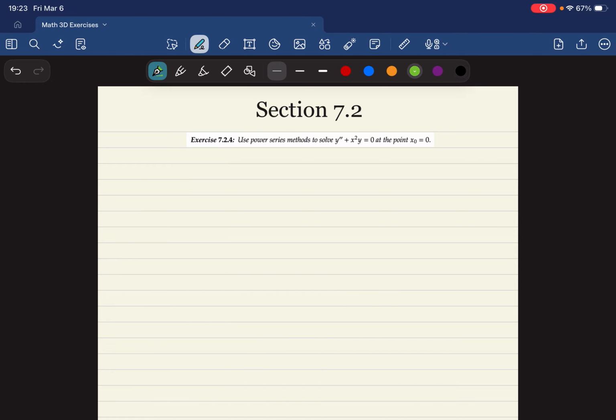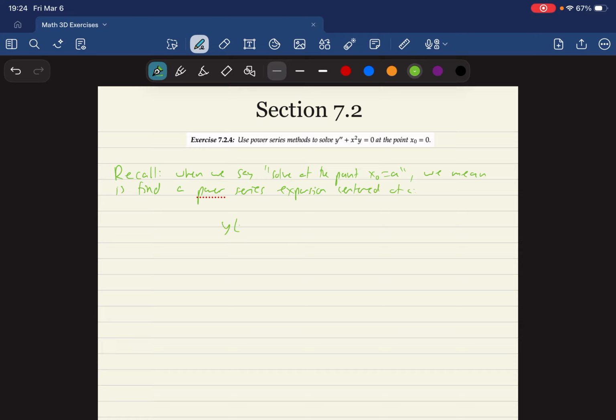So first, a bit of recollection. When we say solve at the point, say more generally, x_0 = a. Whenever we hear this phrase, solving using power series at this point, what we mean is we need to find a power series expansion centered at the point a.